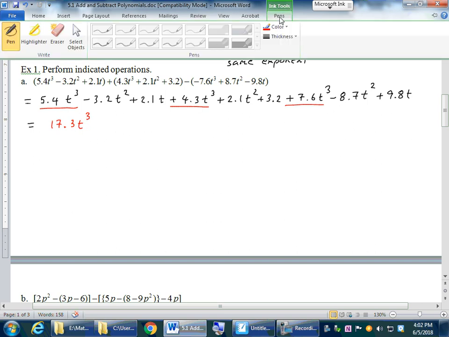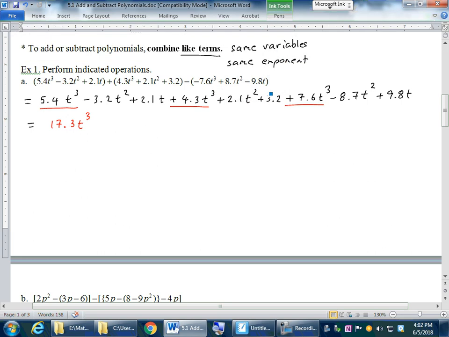Now continue on to the next term, t to the second, t to the second, t to the second. So in this case, I will be talking about negative 3.2 adding with 2.1 and minus 8.7. So this gives us negative 9.8 t to the second power.